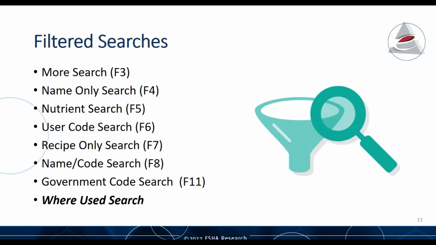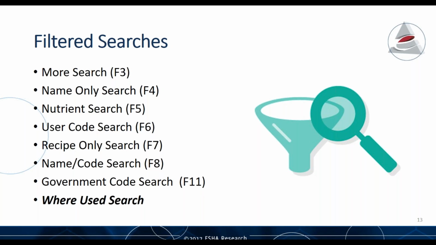When we talk about filtered searches, we have a variety of ways to narrow down the search results that you see when you type in information. You can filter searches by using the function keys on your keyboard. Let me just describe some of these for you, and we'll get into a few of those in greater detail. The F3 function key is the more search. The F4 is the name only search. So if you type in a term, it will find matches to the name, the item name only. F5 is the nutrient search that allows you to search by nutrient content.